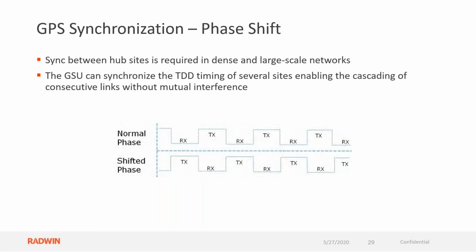Half-site sync is required in dense and large-scale networks. Remember, 5 kilometers, 7-leg network. If the network is deployed in an urban area, a dense urban area, we need to avoid collocated interference by synchronization with a GPS unit. The GSU can synchronize the TDD timing of several sites, enabling the cascading of consecutive links without mutual interference.